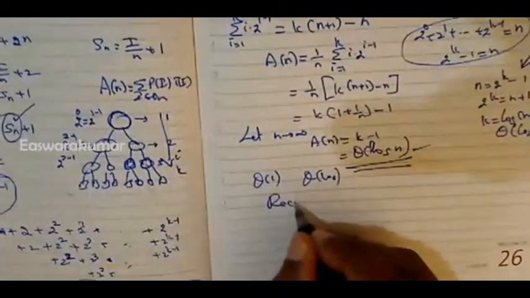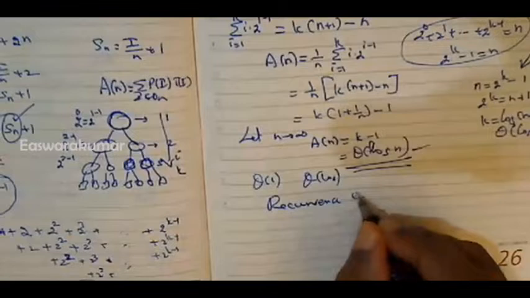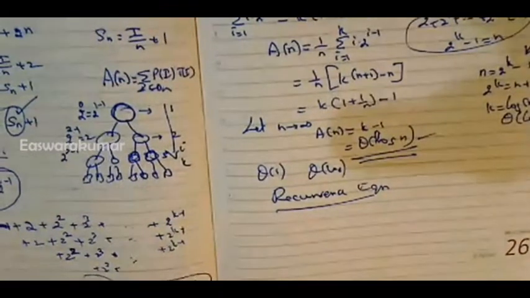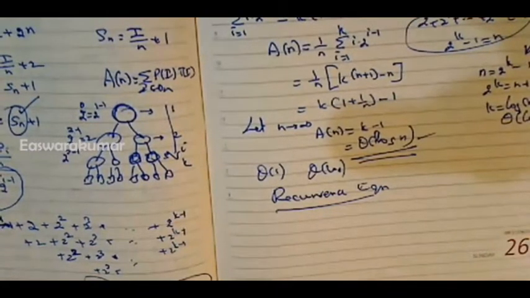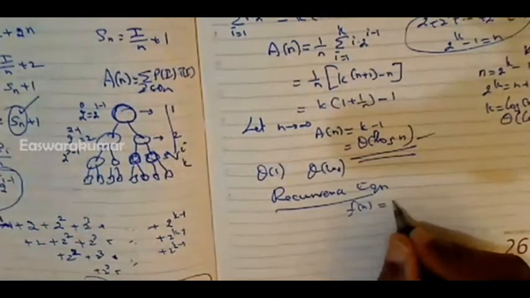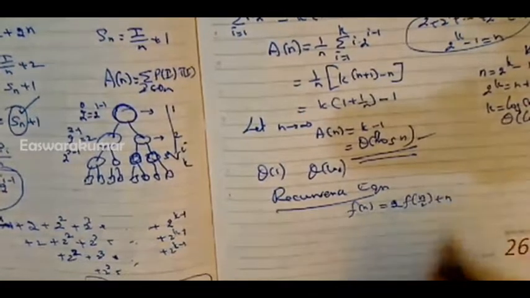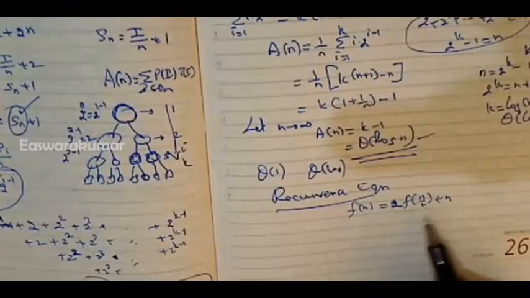How to solve recurrence equation? Earlier we have seen recurrence equation when we were dealing with the merge sort example, right? So in the merge sort example, what's the recurrence equation? f of n is 2 times f of n by 2 plus n. So this is a recurrence equation. You see the function is represented by itself.